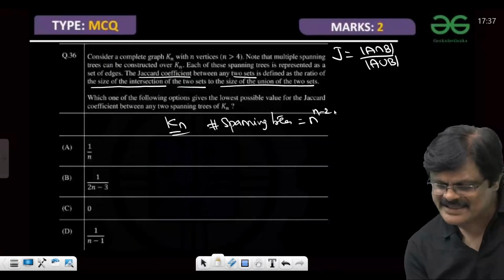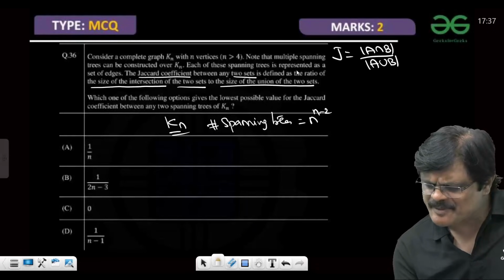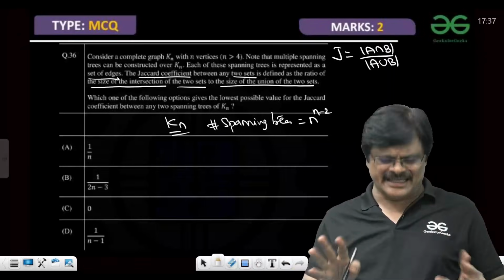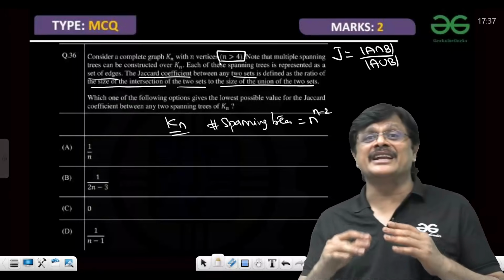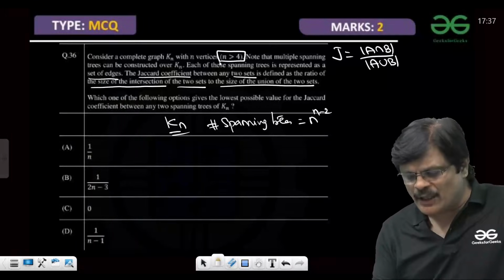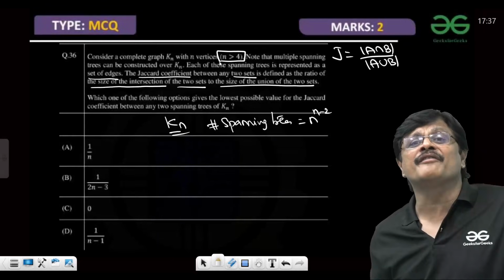Now he is saying that multiple spanning trees are possible. Each spanning tree is represented by a set of edges, obviously. Now look at this, n is greater than 4, he has clearly given. Which of the following gives the lowest possible Jaccard coefficient between any two spanning trees of Kn?